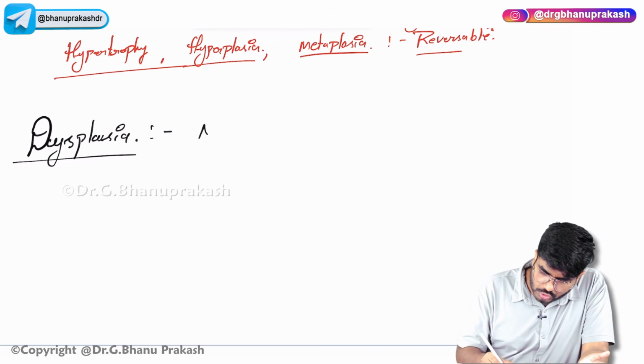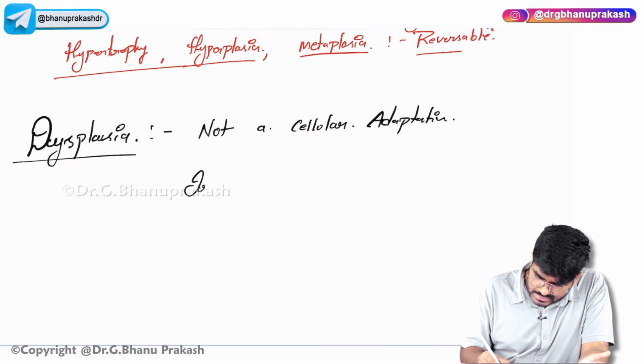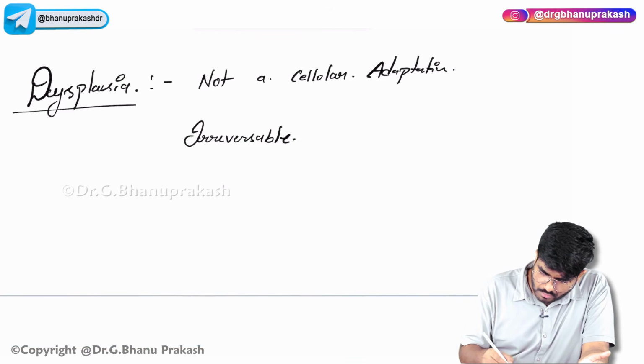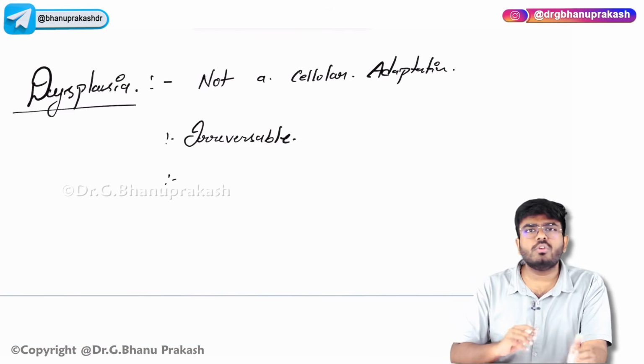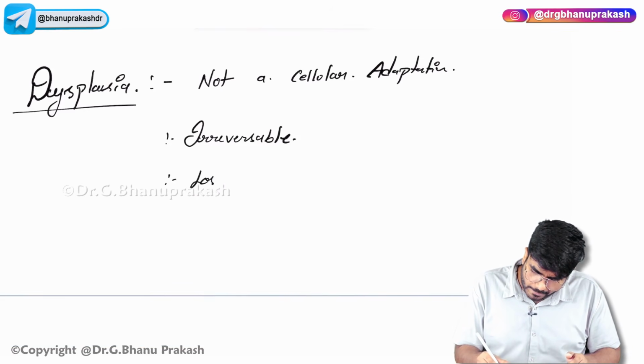First of all, this is not a cellular adaptation. It is not reversible. It is irreversible. What do you see? In the tissue, there is no proper organization, disorganized growth. So, loss of differentiation.